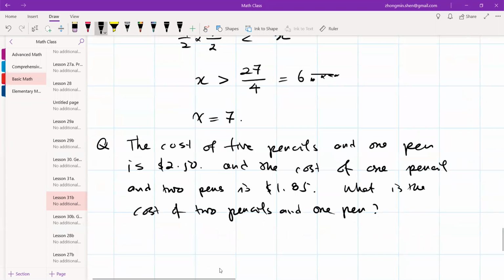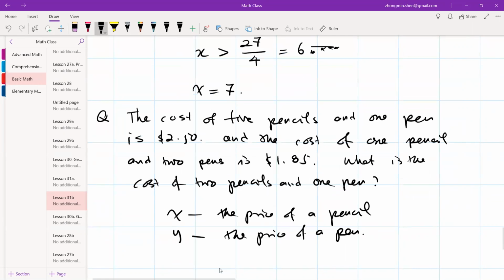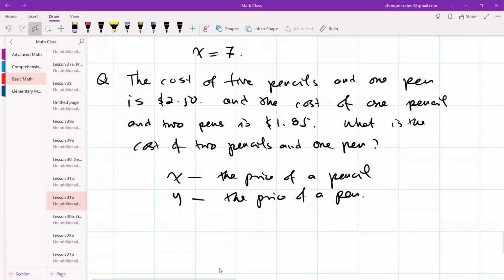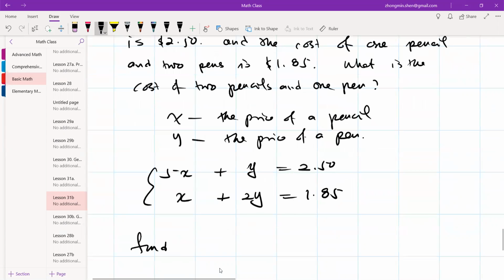Right? So the price of a pencil would be called X. X is the price of a pencil. Y is going to be the price of a pen. So you have to write like this first, and then you write down the equation. Maybe you have to solve the equation, maybe you don't need to. So the cost of 5 pencils will be 5x, and the 1 pen is going to be $2.50. Then the cost of 1 pencil and 2 pens equals $1.85. What do you have to find out? You have to find out the cost of 2 pencils and 1 pen.